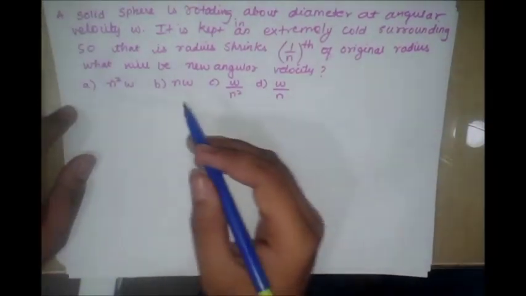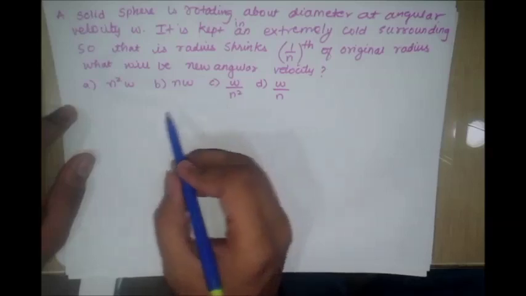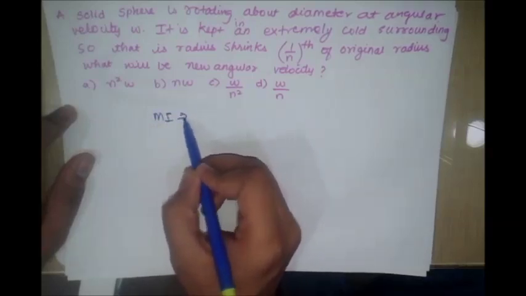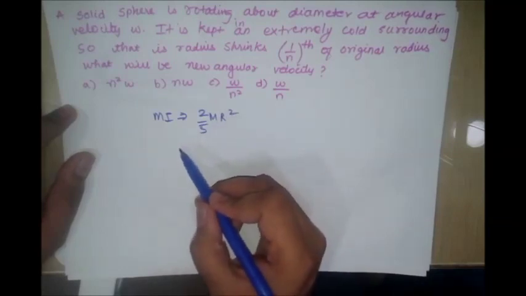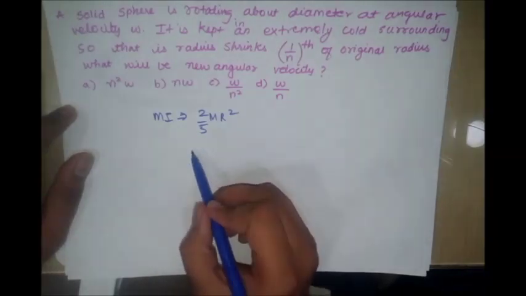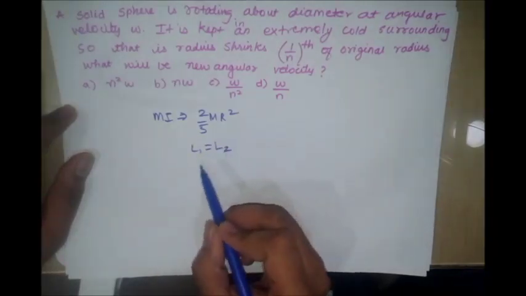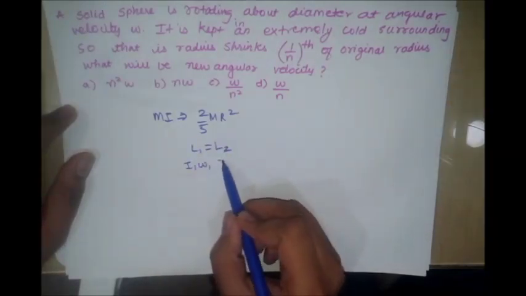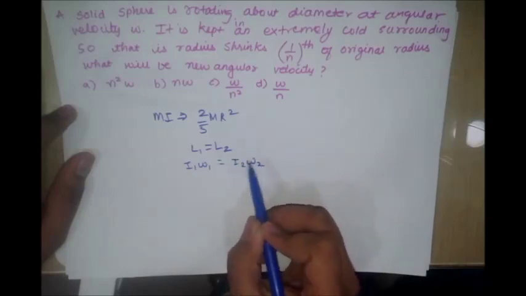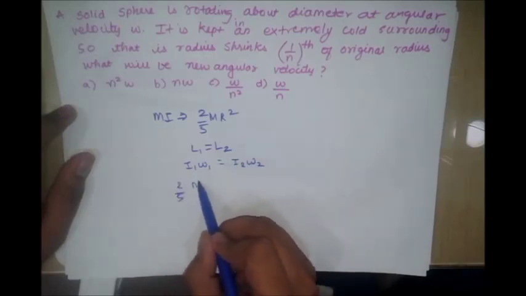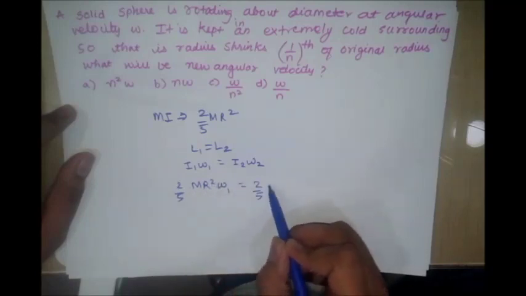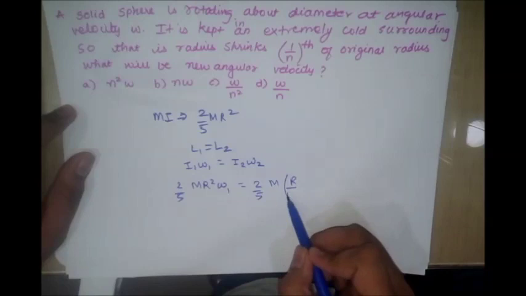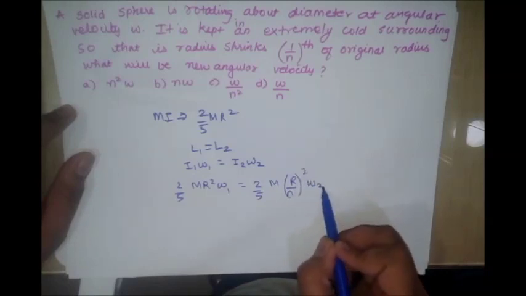Now to calculate the new angular velocity, to solve this question, the moment of inertia of a solid sphere is 2 by 5 mr square. As no external torque is acting on the sphere, its angular momentum is conserved. So I can write L1 is equal to L2, I1 omega 1 is equal to I2 omega 2, 2 by 5 m r square omega 1 is equal to 2 by 5 m (r by n) square omega 2.